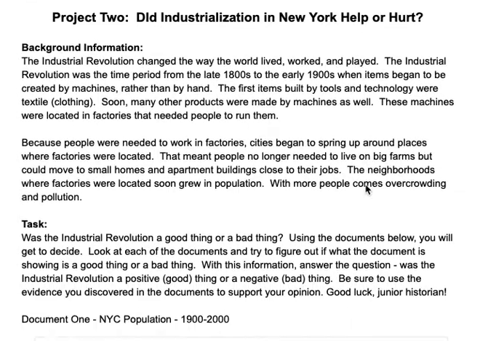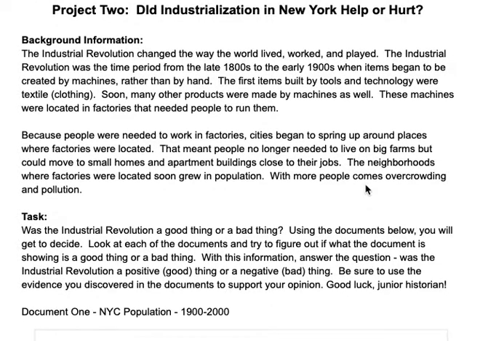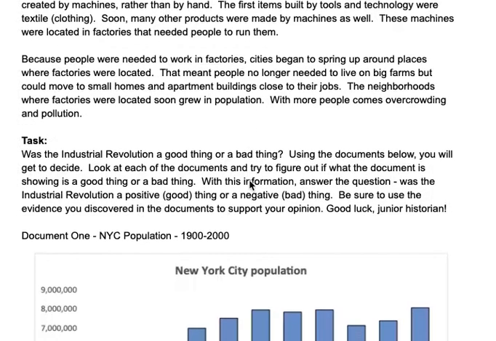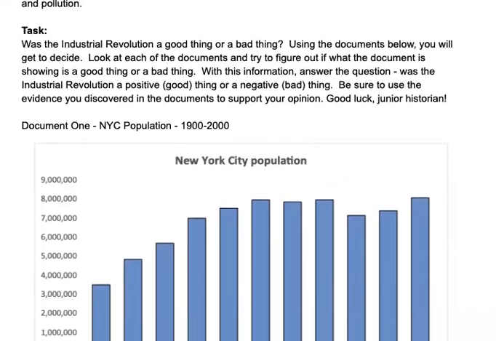The second project that we want the kids to do is to make that decision. Did industrialization help or hurt New York? And I gave them some background information that you can read with your child, or you can have your child read right there. And then here's the task. The task is, was the Industrial Revolution a good thing or a bad thing? And they're going to use the documents that I provided, and they get to make that decision.